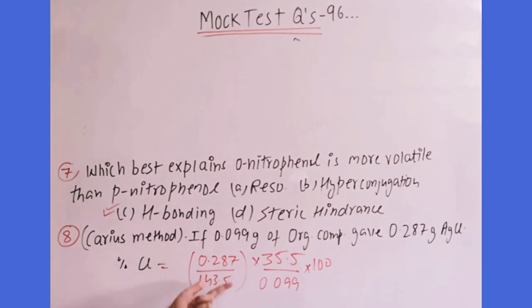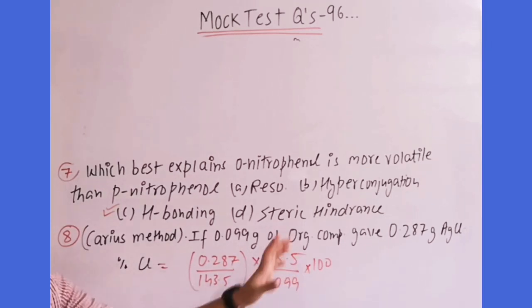Mass of the AgCl divided by the molar mass of AgCl will give the moles of AgCl. This will also be the moles of Cl. And then multiply these moles of Cl into the molar mass of Cl. It will give you the mass of the chlorine present. Divide by the mass of the organic compound into 100.